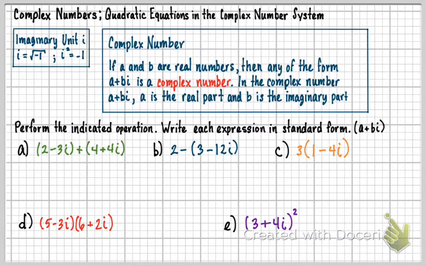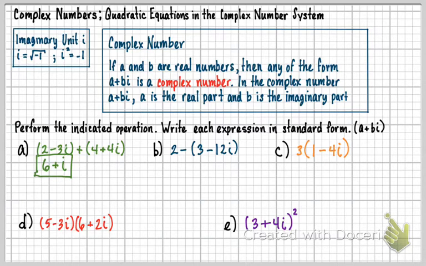So we really have 2 plus 4 and negative 3i plus positive 4i. So we get 2 plus 4, which is 6, and negative 3 plus 4, that's going to be plus 1i. But I'm just going to write i. So this would be the answer for that one. Hopefully that's okay with you. If not, get a hold of me.